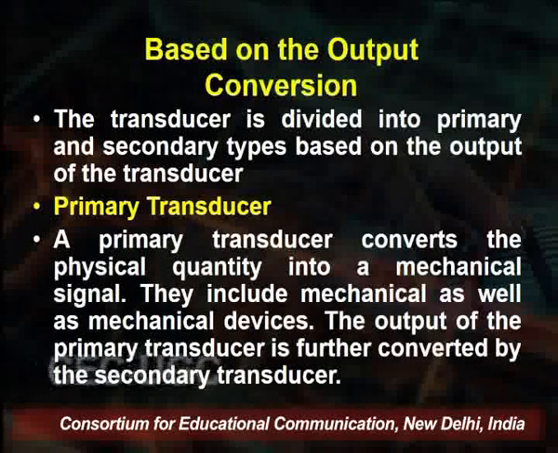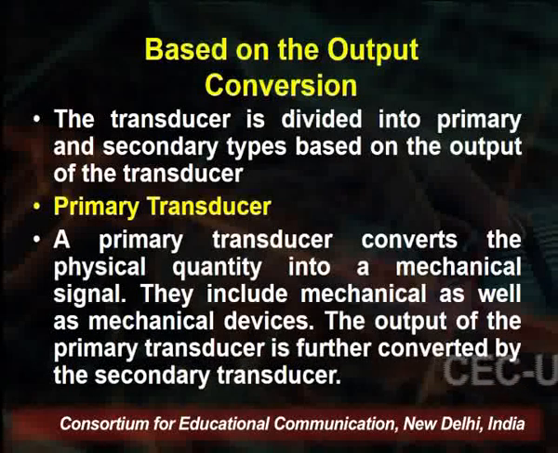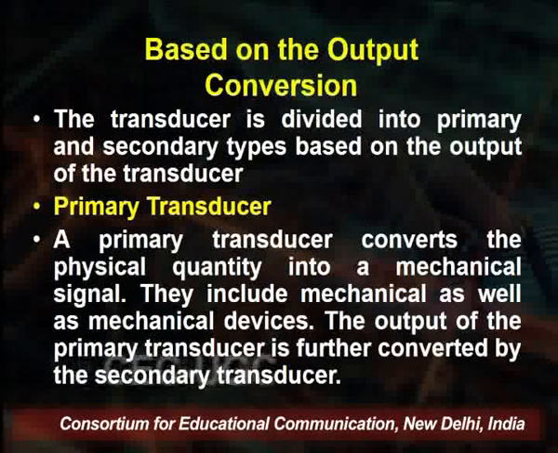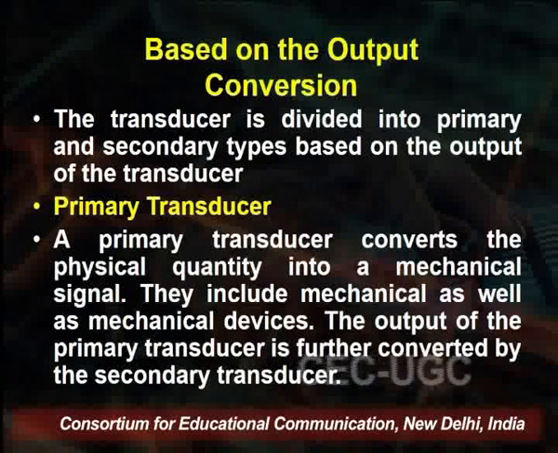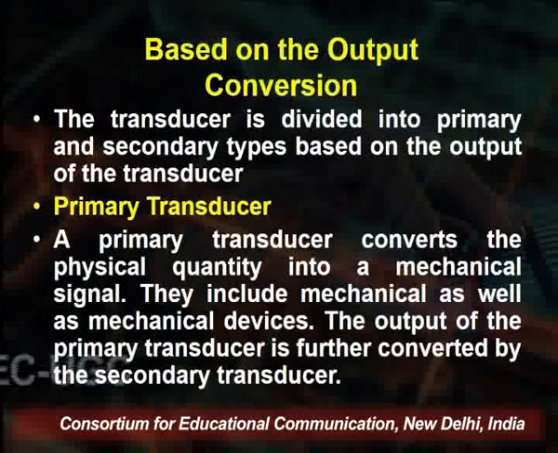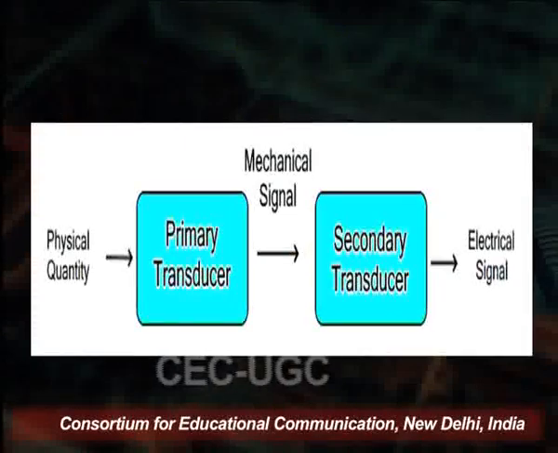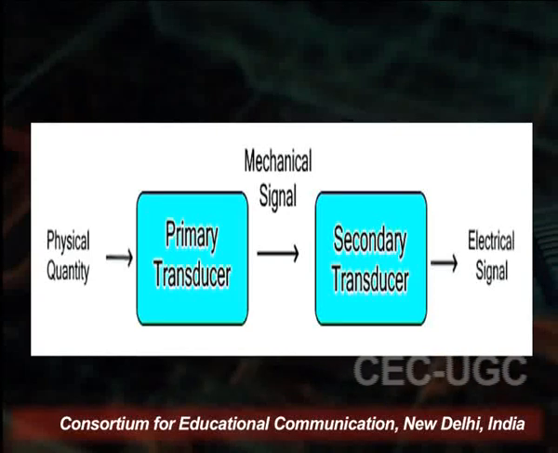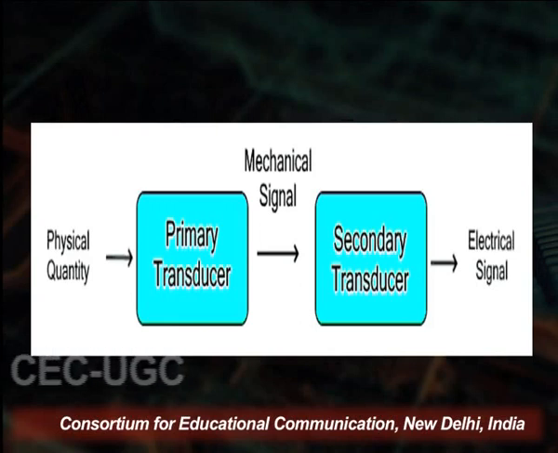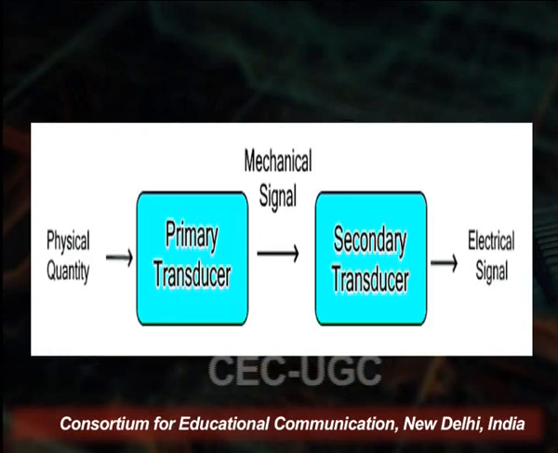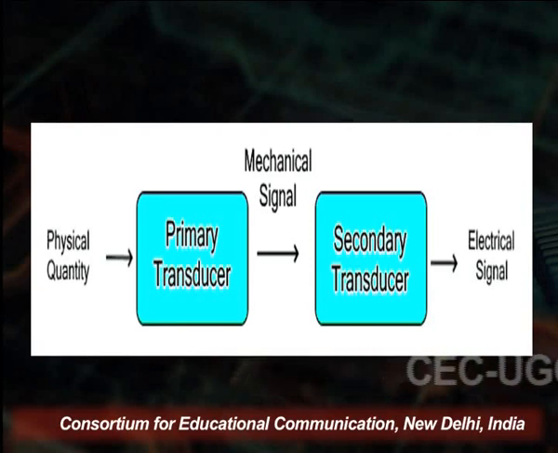They induce mechanical as well as the mechanical devices that can be converted into, and that signal we can take on the mechanical devices. The output of the primary transducer is further converted by the secondary transducers. Now you see here that first the physical quantities go into the primary transducer, then it converts into the mechanical signal. After that, this mechanical signal passes into the secondary transducer, and that will give the electrical signal.